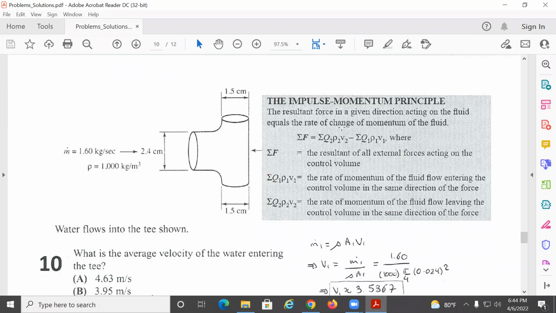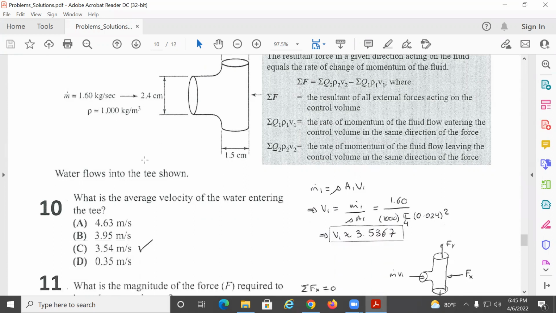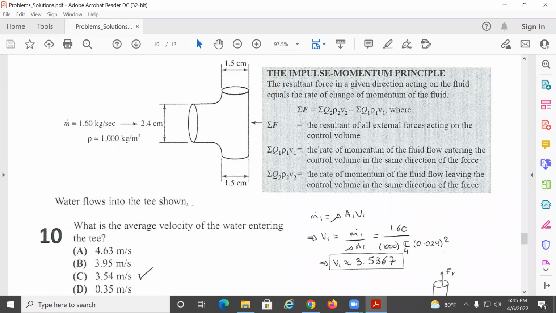Okay, so in this problem, this is again impulse and momentum. So yeah, this one is more fluid than thermodynamics, but again, it could be solved. So let's read the problem. Water flows into the T shown. What is the average velocity of the water entering the T?